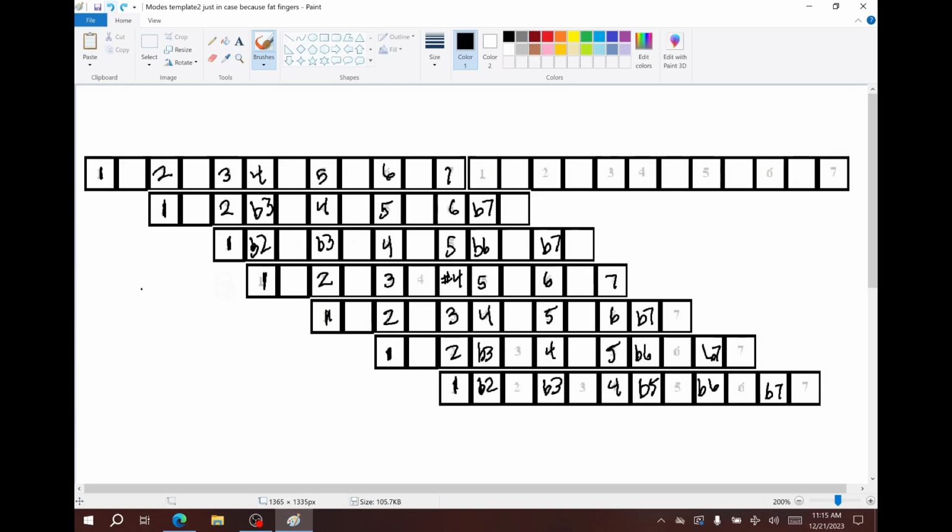So we have the modes of the major scale built out. What do we do with this mess of academia, right? How do we apply this to anything? That's my favorite part, and I'm going to go over it right now.